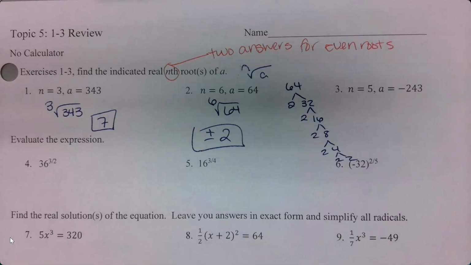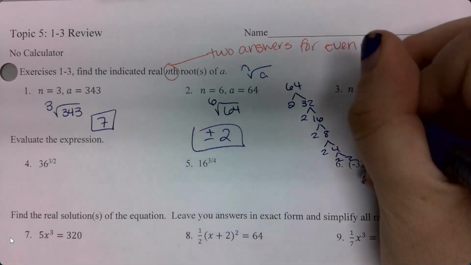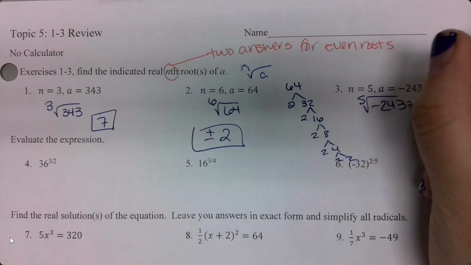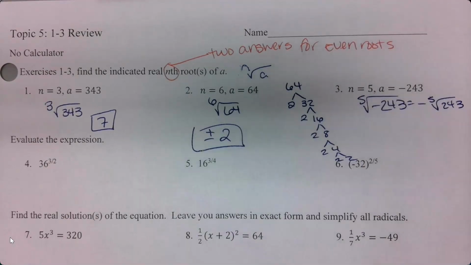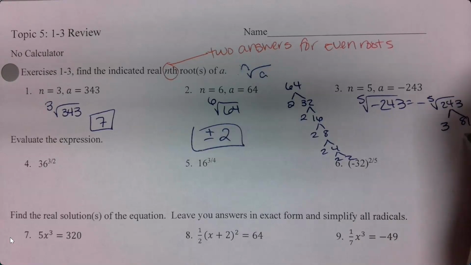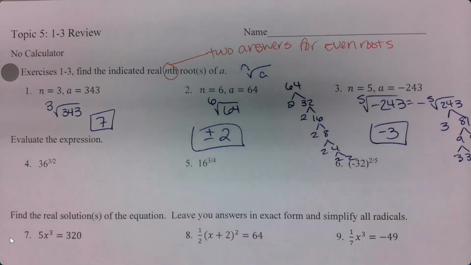On number 3, I'm taking the 5th root of negative 243. I can pull that negative out because it's odd. And the 5th root of 243 is, I can see these are divisible by 3, so that gives me 3 and 81, which is 9 and 9, 3 and 3. So this is just going to give me negative 3 for my answer there.